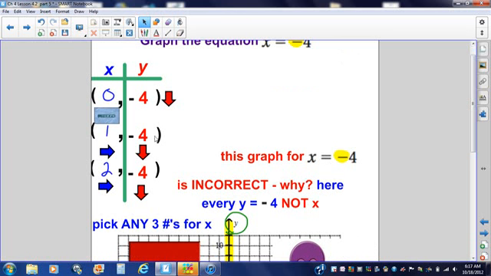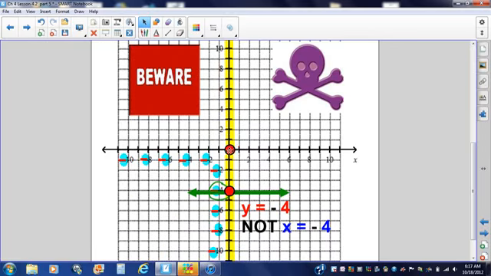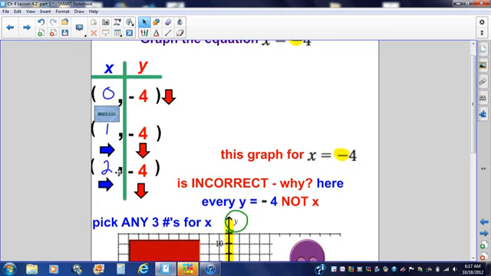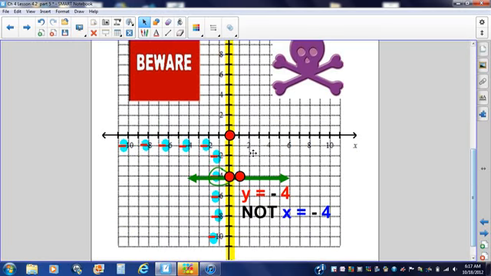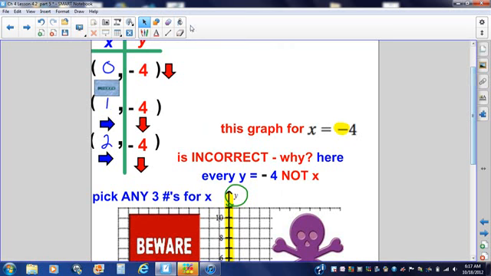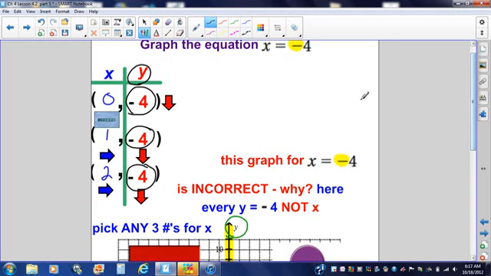1, -4. Go right 1 and down 4. 2, -4. Go right 2, down 4. As you can see, every single time, the number for y is -4. So please be careful on these. They are easy to do incorrectly.